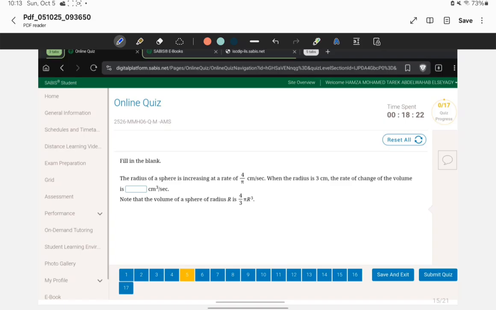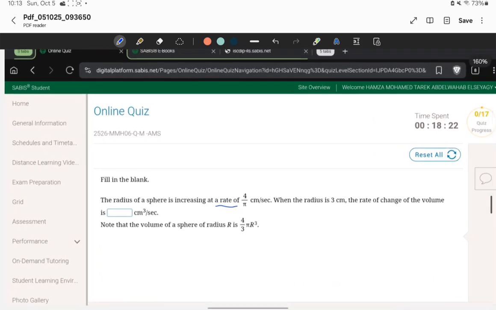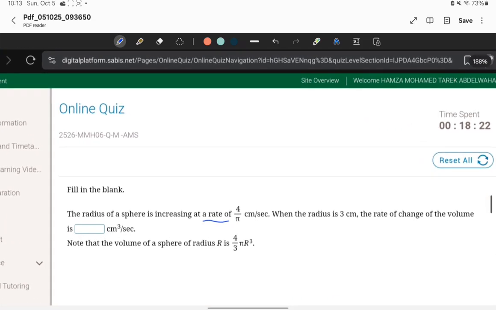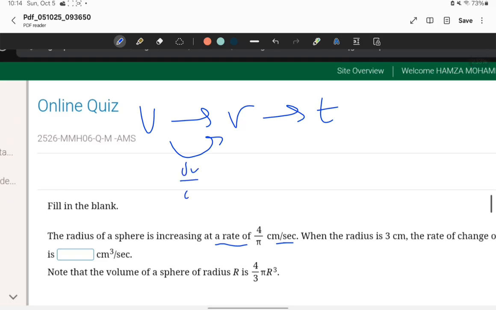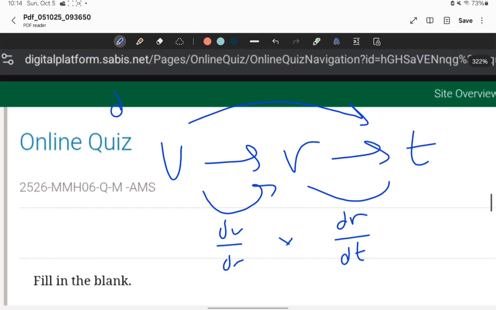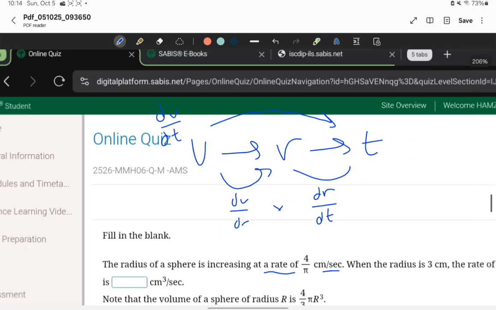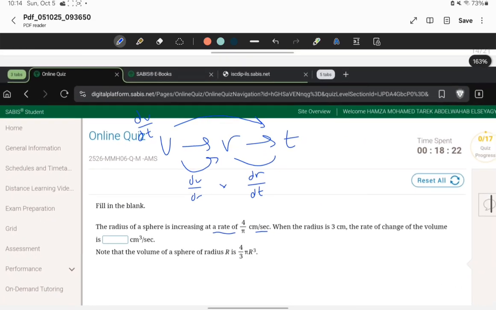Okay, number 5. We have another rate question. So the first thing I'm going to do is start writing the things that depend on each other. The biggest thing here is the volume, which depends on the radius, which depends on time because it's increasing with time. So dv over dr times dr over dt is going to be equal to dv over dt. You're going to want to do this every question, it helps out a lot.